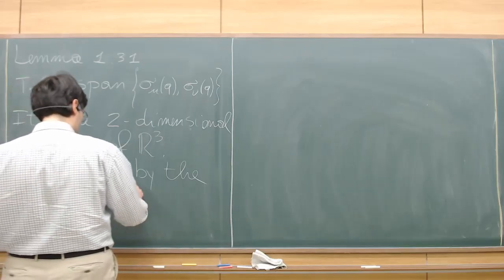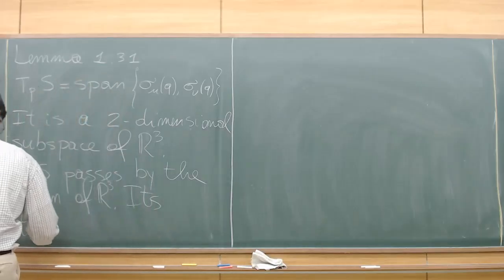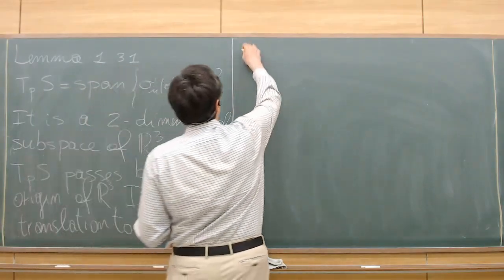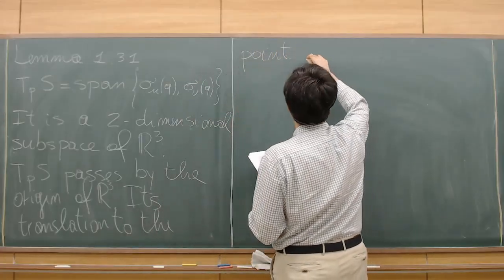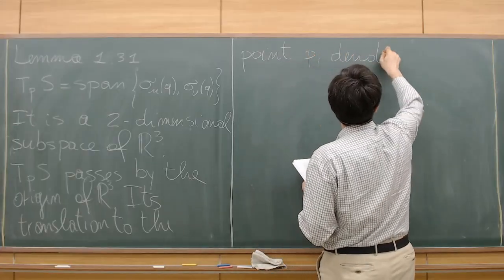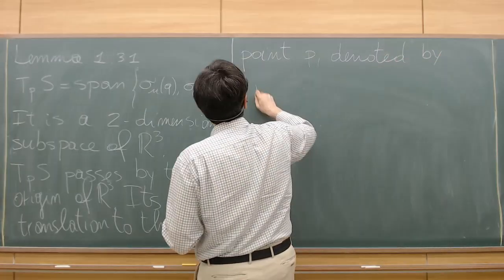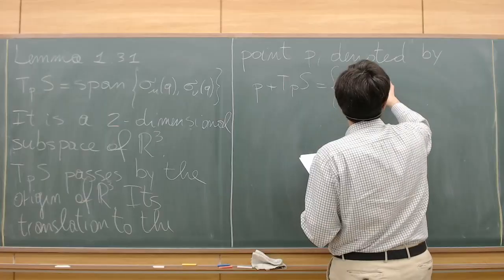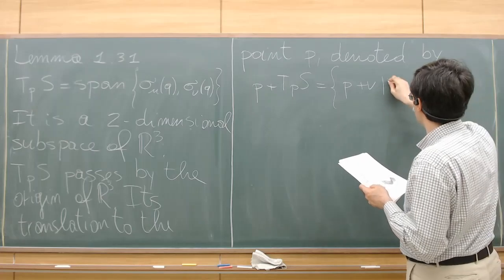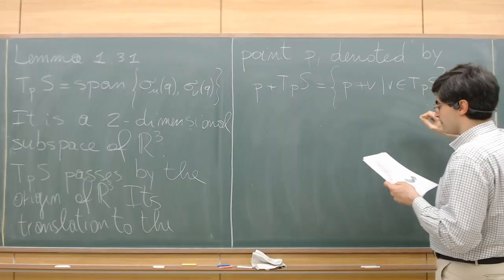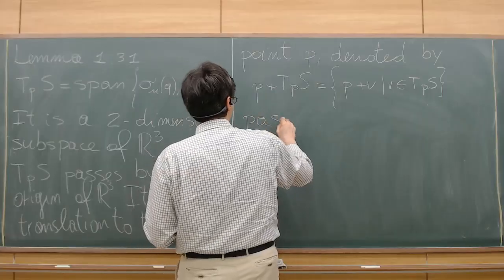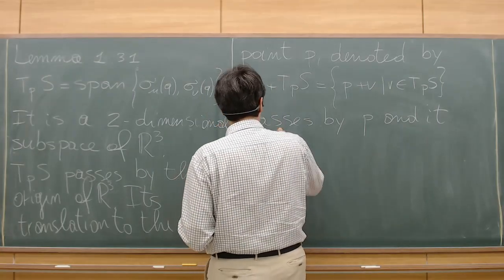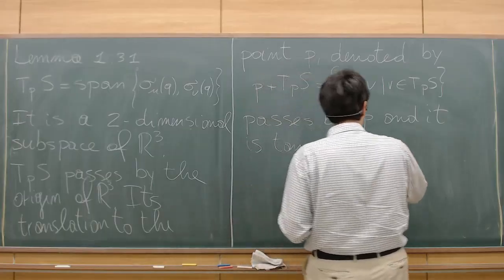Instead, if we consider its translation to the point P, denoted by P plus T_P S, that is the set of vectors of the form P plus V, where V is in T_P S. This passes by P and it is tangent to S at P.